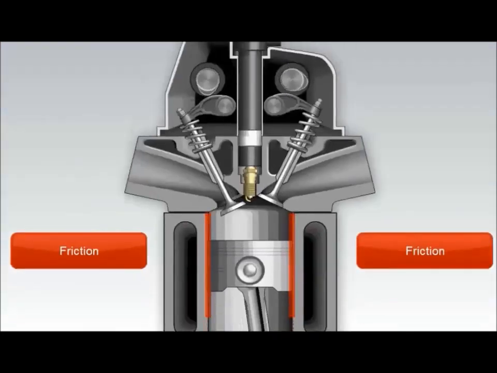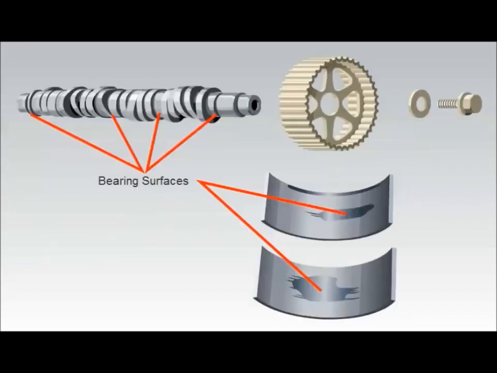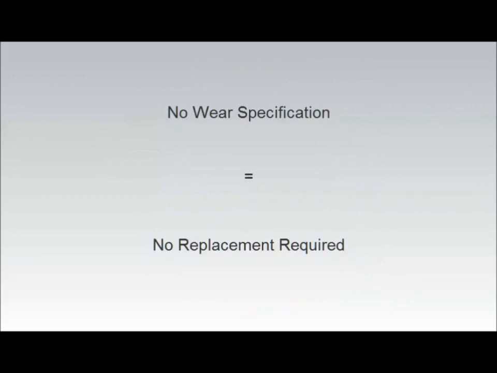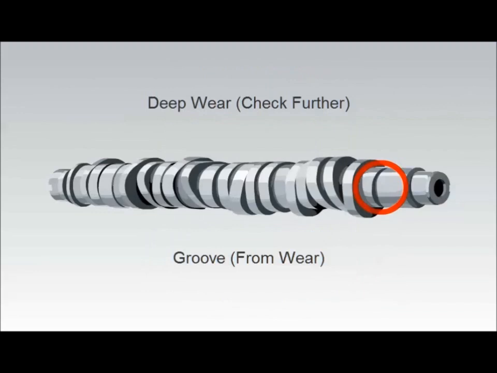As you know, engine wear occurs due to internal friction. While oil greatly reduces friction inside the engine, cold startups, mileage, and poor maintenance all lead to wear. During a visual inspection, check for wear at the bearing surface of each component. Even wear across the bearing surface points to normal wear. Parts that exhibit normal wear without a wear specification typically do not require replacement. If the wear pattern is uneven or noticeably deep, perform the checks shown in the following sections.